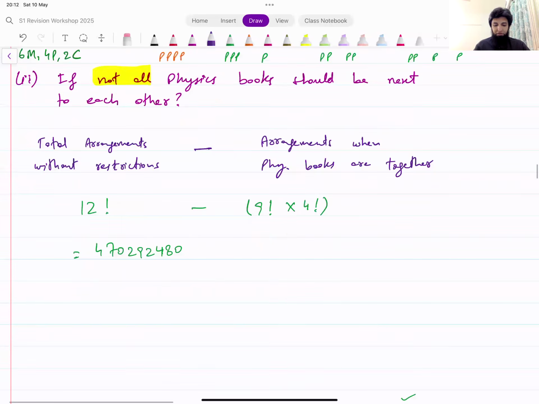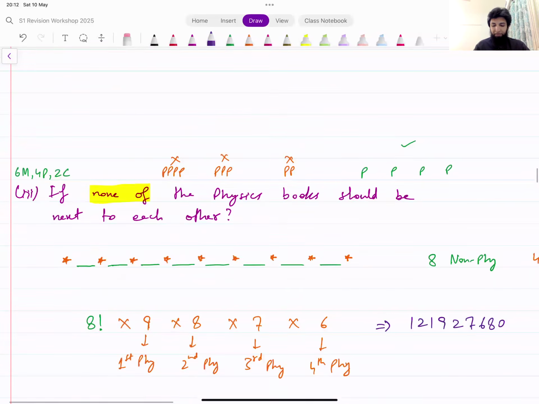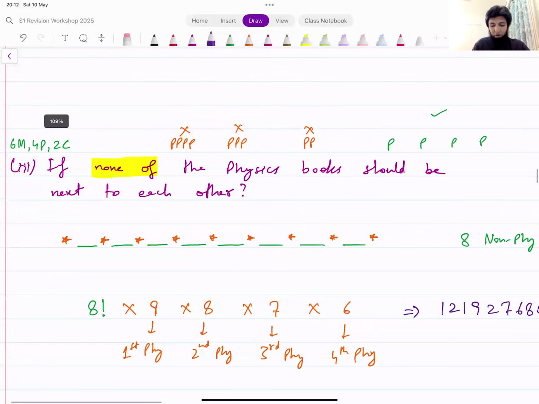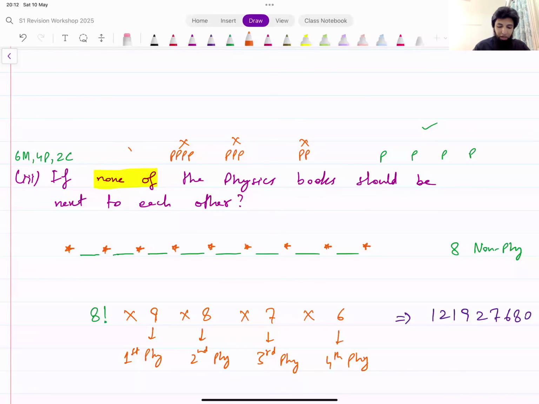But if it was different, if instead of not all, they said none of the physics books should be next to each other, what does that mean? None of the physics books should be next to each other. That means all of them have to be separated. Even 2 cannot be together. Even 2 cannot be together, 3 cannot be together, 4 cannot be together.